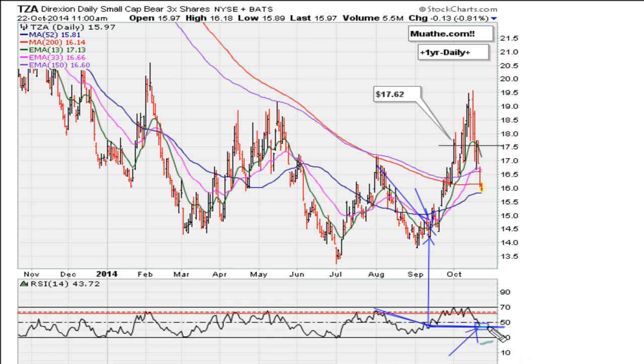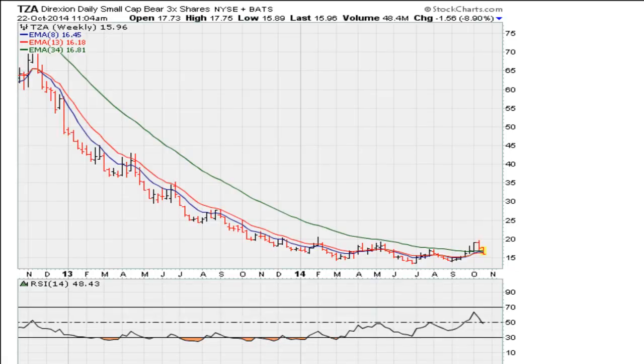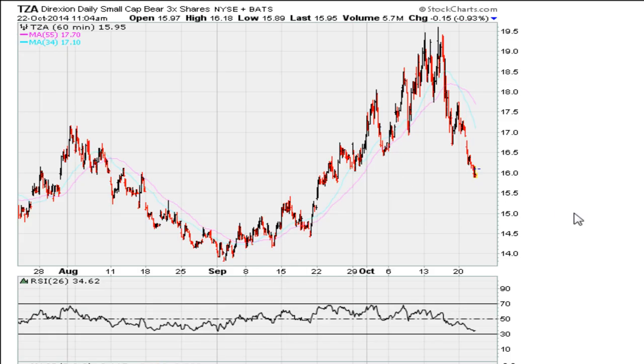So if it finds support here and the doctor says, yes, you look good, then it moves higher. And so you'd expect this to move higher. So that's the reasoning. And I'm saying that it might take some practice just to get the concept. I want to go to the hourly and show you where my thought process was. So this is the hourly.